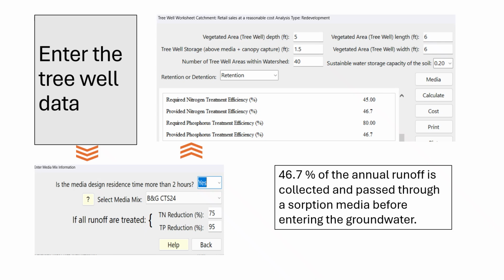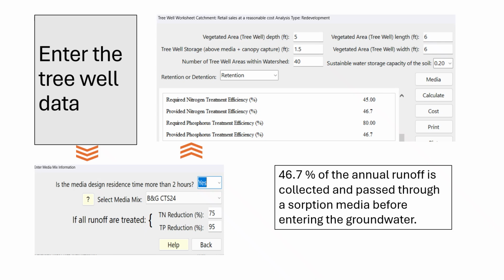While the individual capture volume for tree wells can often be low, they still demonstrate valuable effectiveness, especially when they're also incorporated for aesthetic purposes. This 46.7% figure, indicating a high number of tree wells contributing to this capture, is reflective of an upscale retail operation where integrated stormwater solutions are paramount.